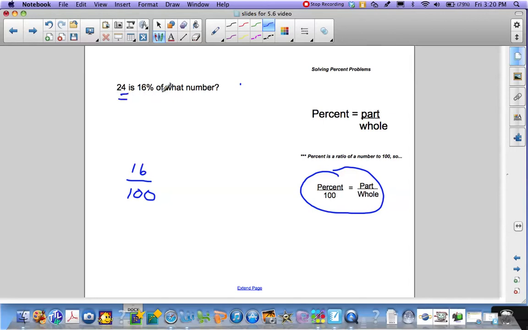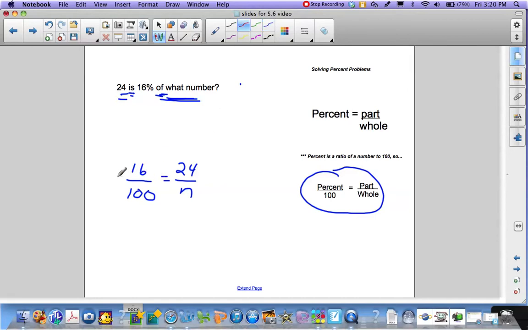24 is 16% of what number? It's a part of a number. Of very often signifies that you're talking about the whole thing. Is is usually with the part, but you have to be careful with those. So it's 16% of a number. Now I can use my knowledge of equivalent ratios to solve.